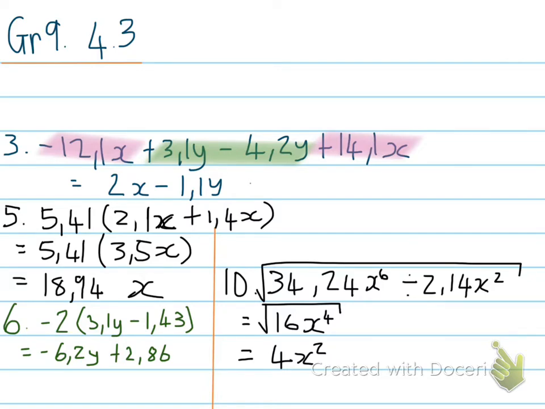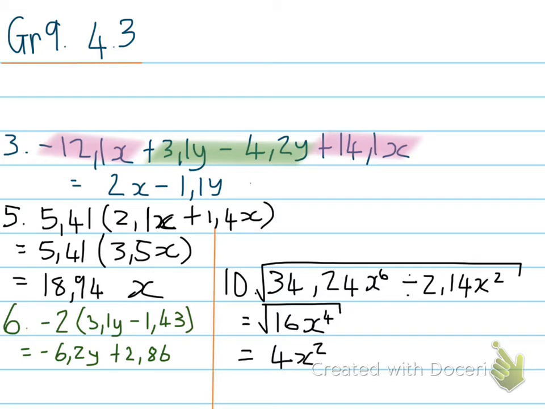And what do I do with the exponents when I divide with the same base? What do I do with the exponent when I divide by the same base, Philip? You subtract. Subtract the exponents. 6 minus 2 is 4. Now I have the square root of 16x to the power 4. The square root of 16 is 4.